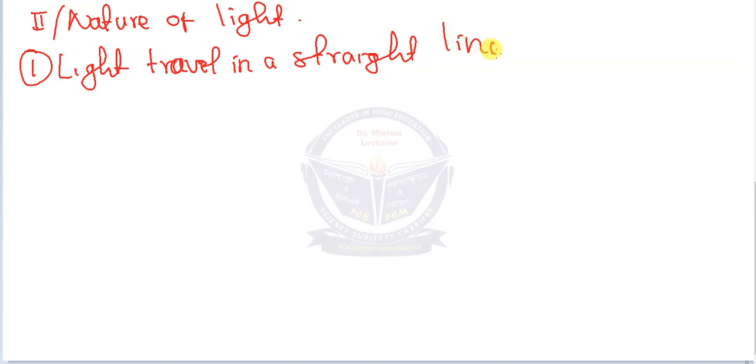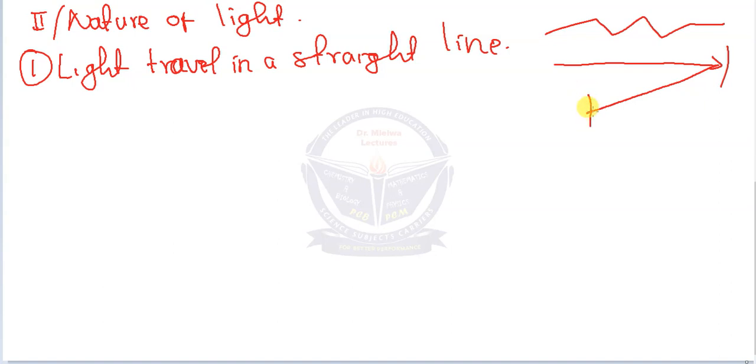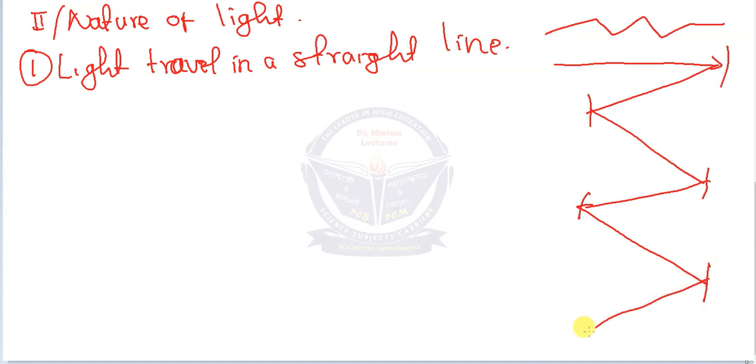The nature number one: light travels in a straight line. Lakini hii inamaanisha nini? Kwamba mwanga wenyewe una tabia ya kusafiri kwenye njia iliyonyoka. Mwanga haupindipindi unavyosafiri, unapita tu moja kwa moja. Ukikutana na kizuizi unablock. Ukikutana na kioo utafanya reflection, na kama kuna vioo utabounce in straight form, tena straight. So that is the nature of the transfer of light.